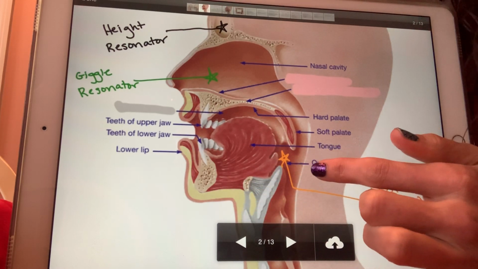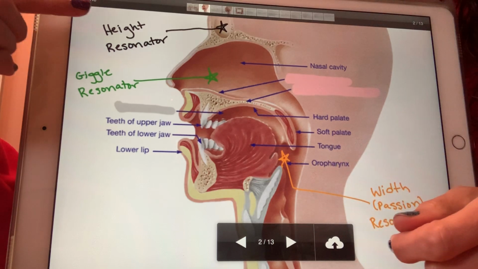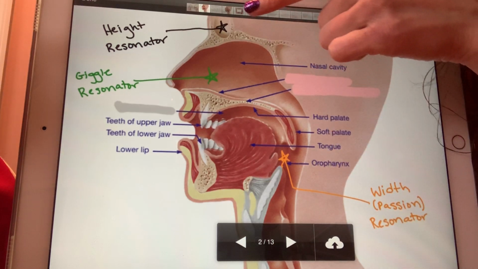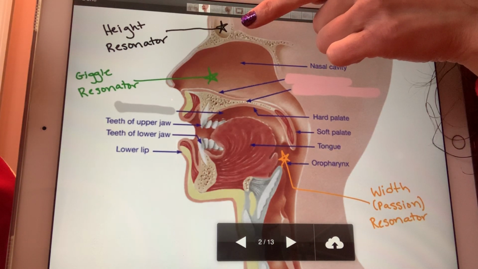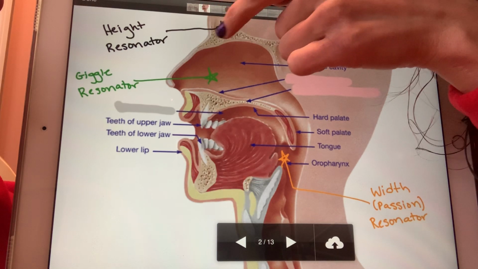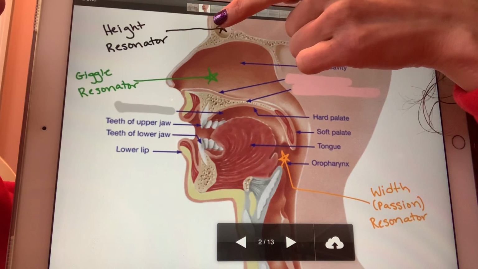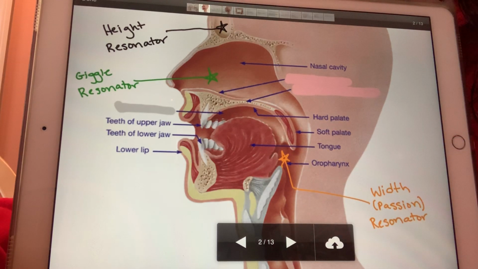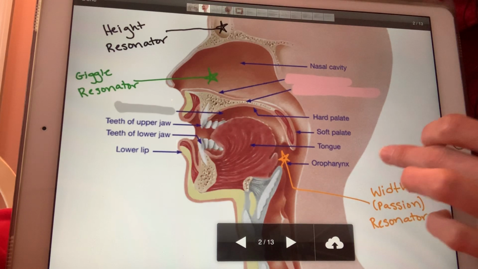And then we have the height resonator, which is up here. You can see this open space right here is the frontal sinus. So you can see where that's happening from this view as well. So that's cool. So we know that we have all these resonators. We have all these open spaces in our head that are helping us enhance the sound. That's what resonance is. It's enhancing sound. So we know that we have all of this, but how does that apply to our singing? How does it apply to our vowels?